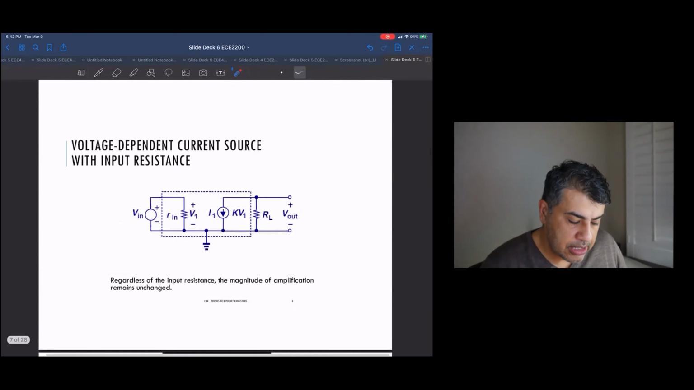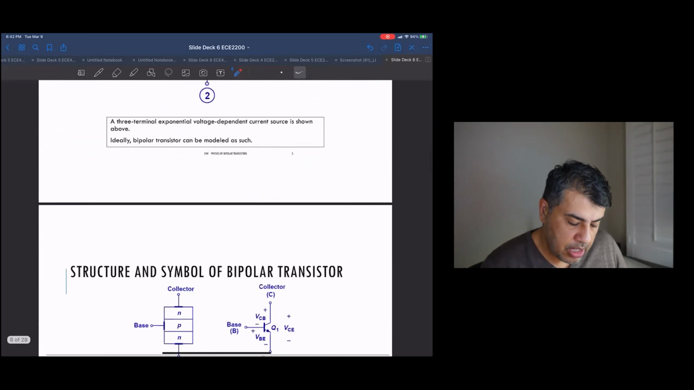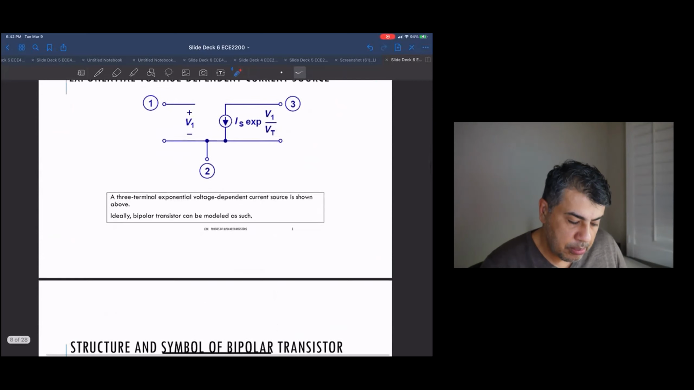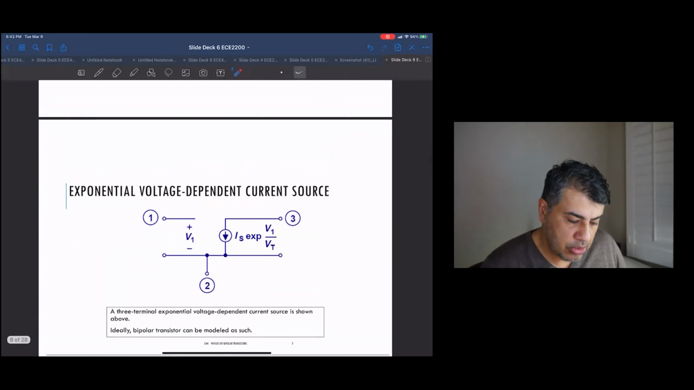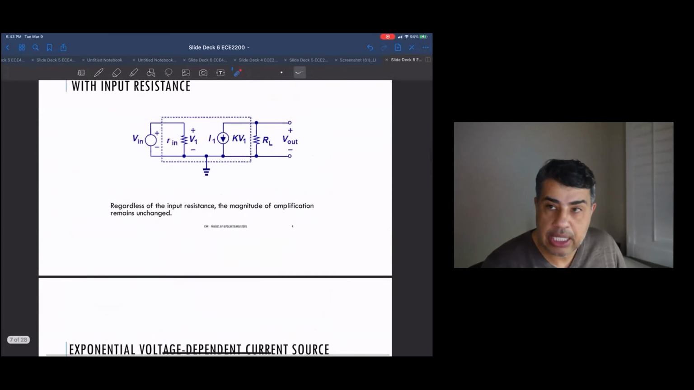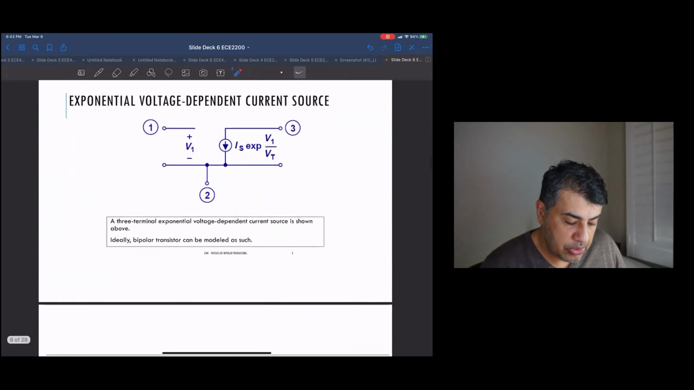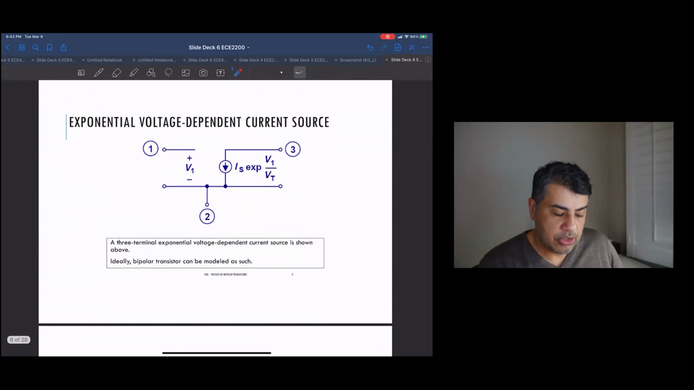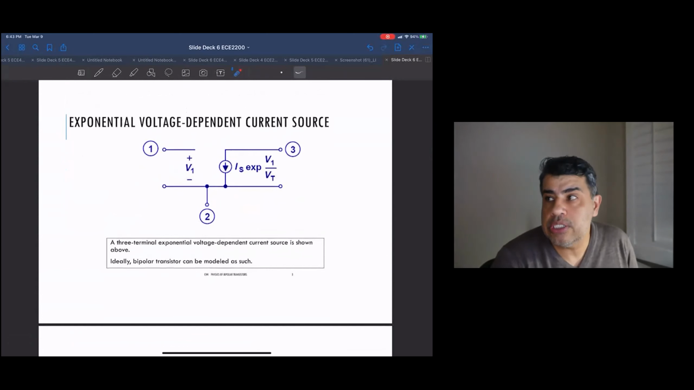Let's stop here, guys. We'll start by looking at what the bipolar transistor looks like in the next class, because I think this is going to be hard to stop once we start looking at the exponential voltage dependent current source. Any questions?